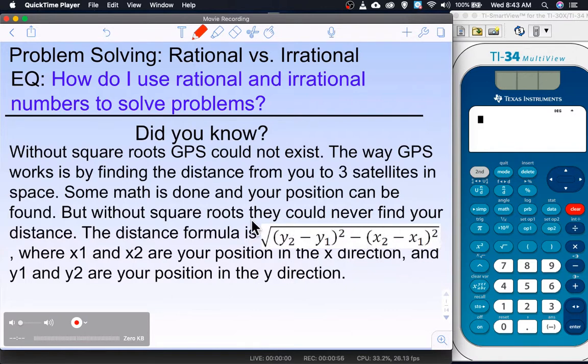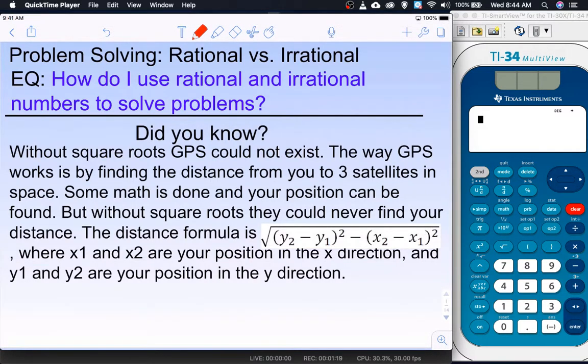Now, the one that the GPS system uses is slightly different than this because this only uses X and Y. They would have one that uses X, Y, and Z, where the X1, Y1 would be your position in the X direction, and the Y1, Y2 would be your position in the Y direction. But look at this. You would have to do a square root in order to calculate the distance.